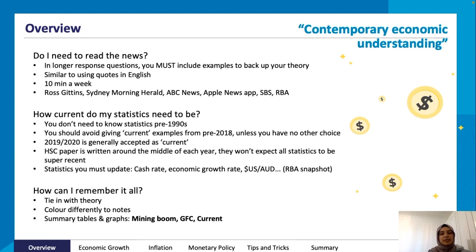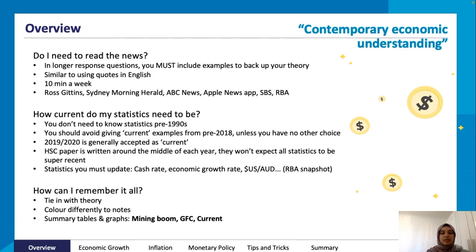HSC papers are written around the middle of each year, so they won't expect all the stats to be super recent. They do understand that's very difficult. And also, the papers are written in the middle of the year, so if something happens a day before, you probably won't be specifically questioned on that because the paper's already been written.